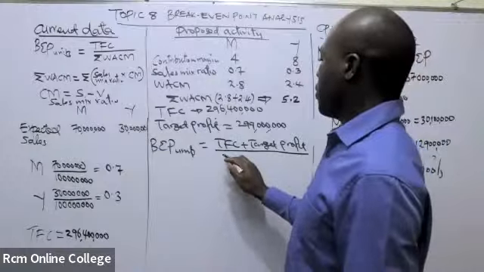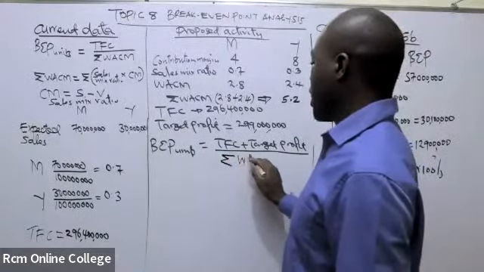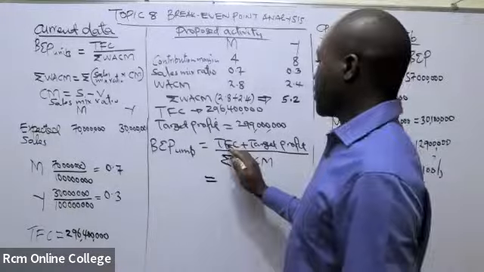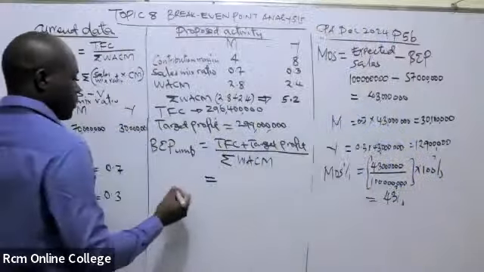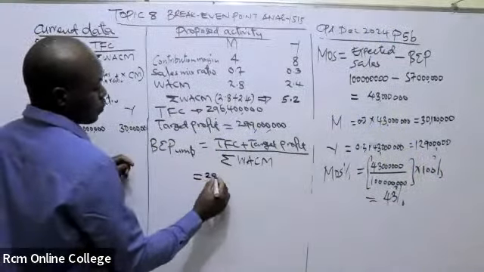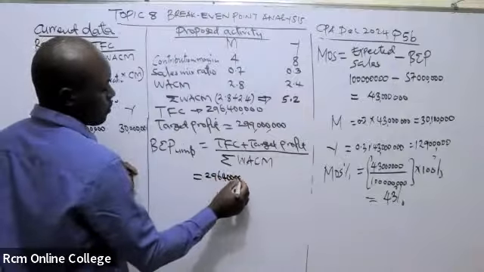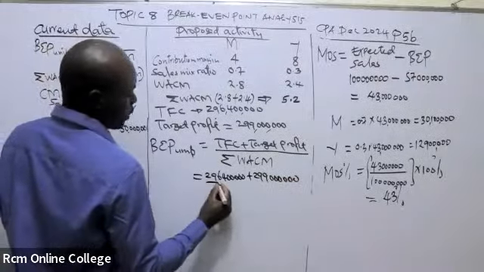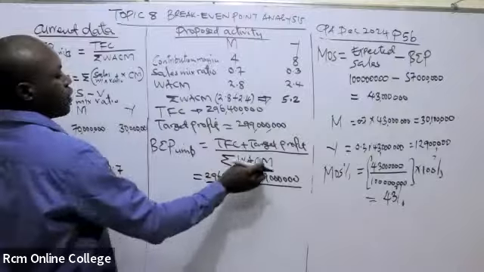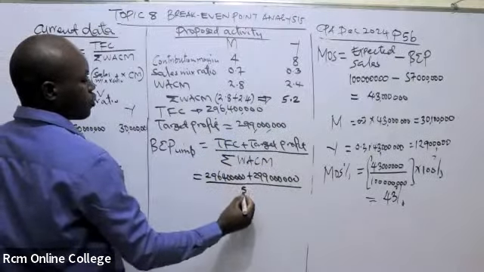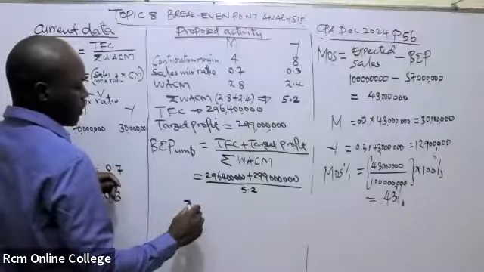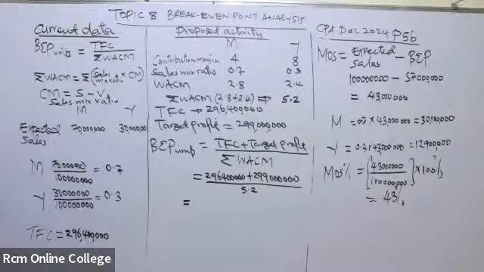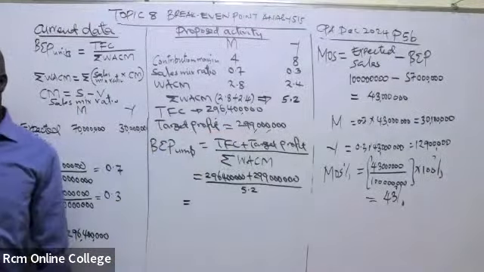So when you come to the break-even point in units with the target profit before tax, we divide that by the summation of weighted average contribution margin. So I come to this part. Our total fixed cost is 296,400,000 plus 299 million, divided by the summation of weighted average contribution margin, which is 5.2. So how many units should this particular company sell to be able to get the target profit of 299 million?